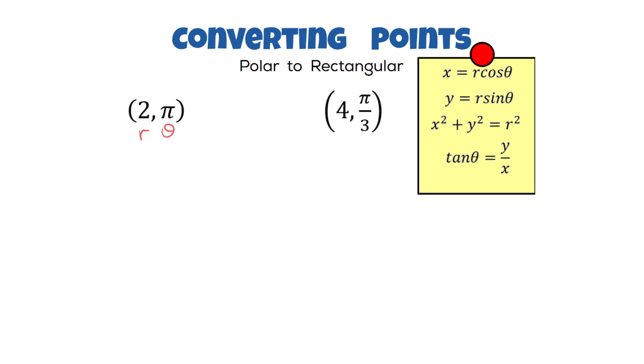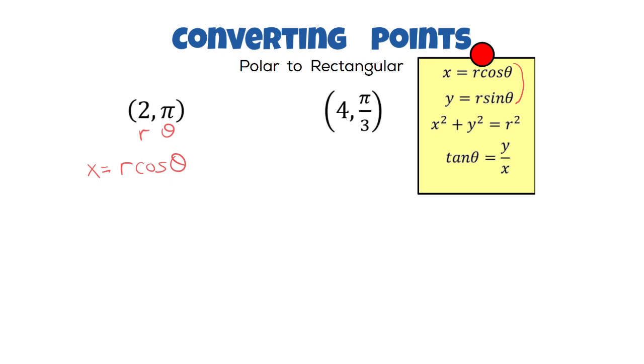So since I already know the r and the theta, I want to use the rules that have an r and a theta. That's going to be these first two right here. And why don't I go ahead and do that? X is going to equal, and just for the sake of our notes, I'm going to go ahead and write this until we get a little bit more familiar with it.